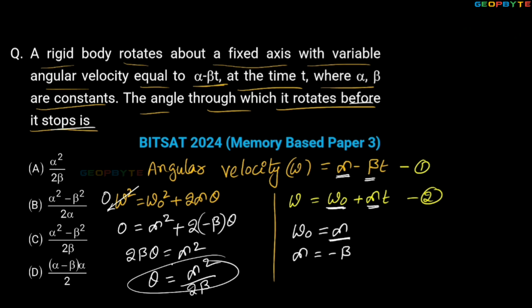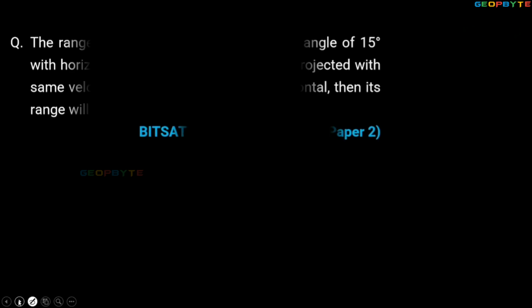The angle made by the rigid body equals alpha square by 2 beta. That is the answer. Look at the option A. Option A is absolutely correct. Are you following clearly? Yes.